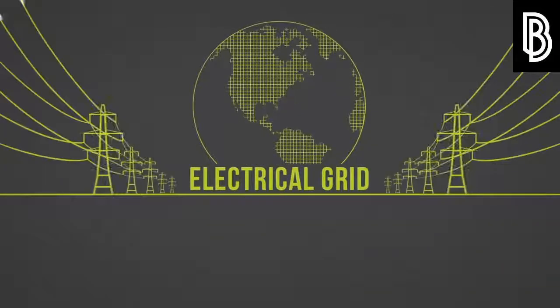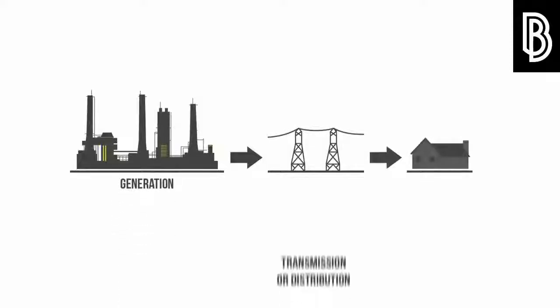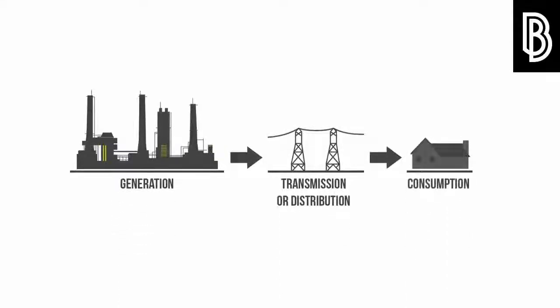The electrical grid is the network through which power is generated, transmitted, and distributed to consumers. The electric grid is broadly made up of three main components: generation, transmission or distribution, and consumption. There are several key pieces of infrastructure that are built to support the delivery of electricity to consumers.